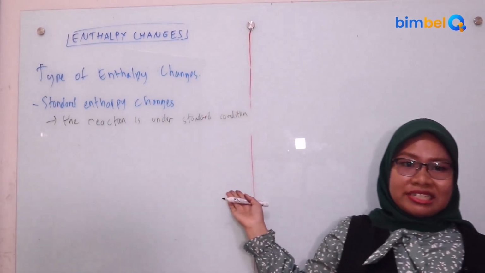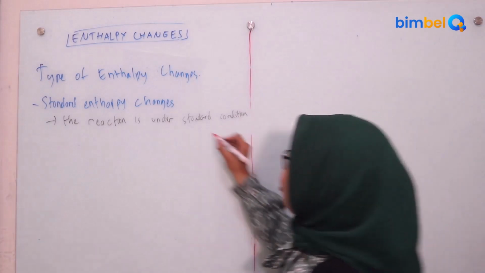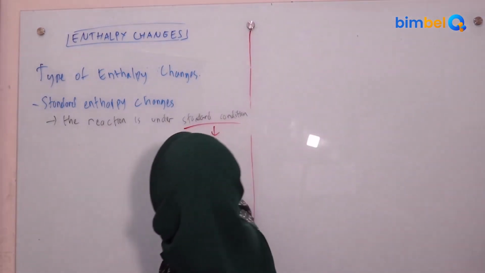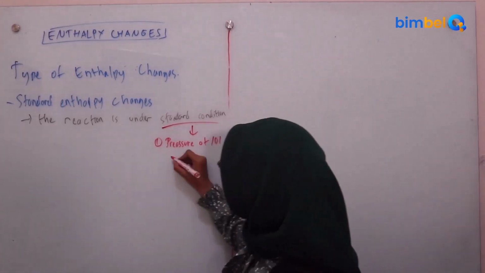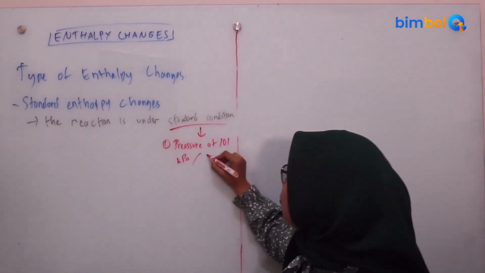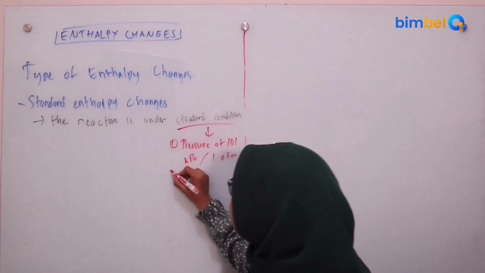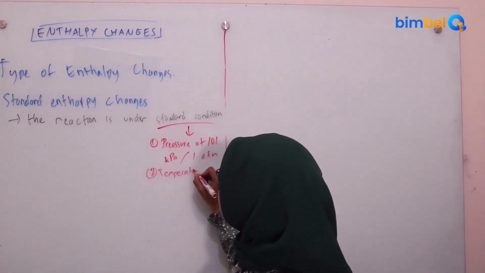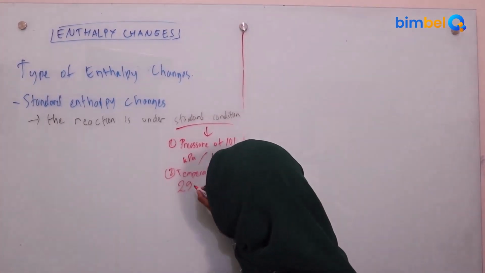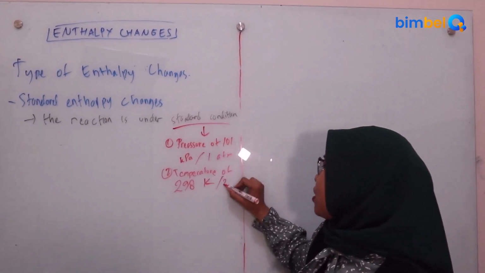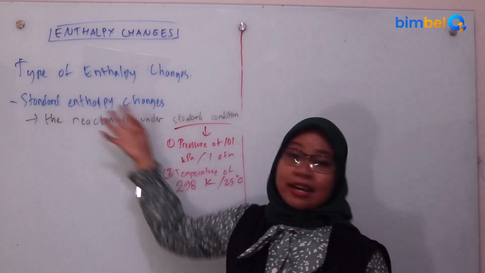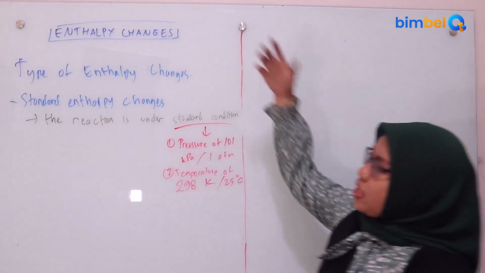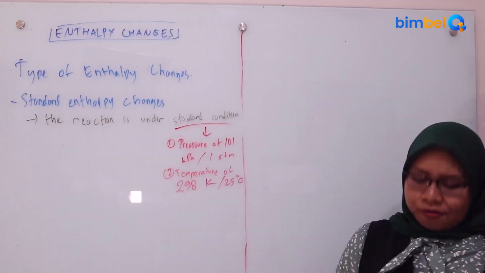So, what is standard condition? Okay, there are at least 2 points for the standard condition. Firstly, pressure of 101 kPa kilopascal or 1 atm, and then second one, the temperature of 298 Kelvin or 25 degrees Celsius. So this standard condition is for the standard enthalpy changes. Okay, so let's go back to the type of enthalpy changes.